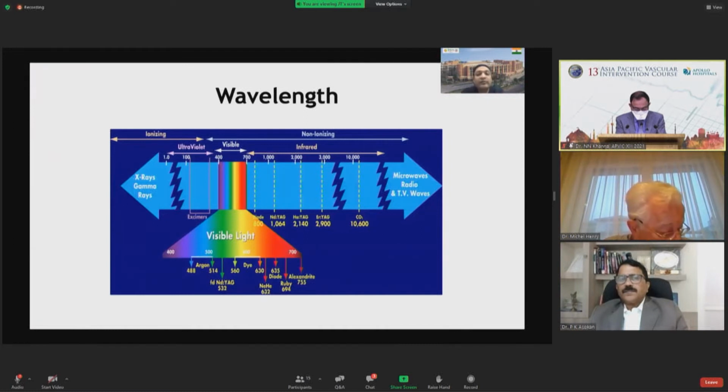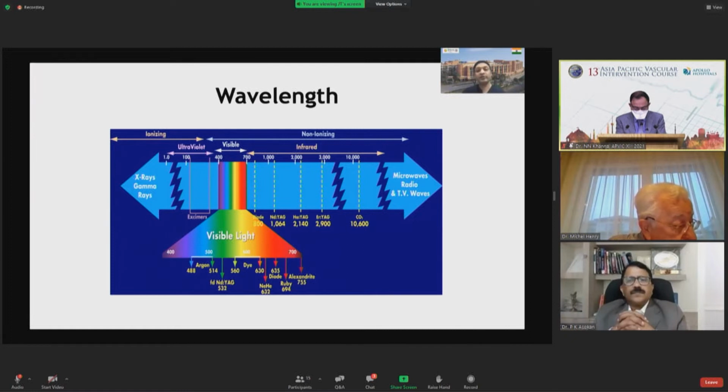The argon laser has a wavelength of 488 to 514, so visible light. Nd:YAG can have a laser of wavelength 532 as well as 1064. So the same compound, Nd:YAG, which is a solid crystal, as I told you, can produce two different wavelengths. 532, which is a smaller wavelength, will have a superficial effect, and a longer wavelength, 1064, will have a deeper effect. That's why we can use two different wavelengths.